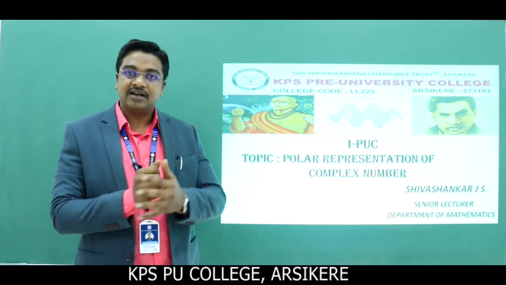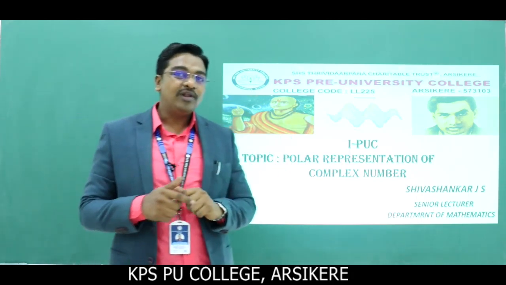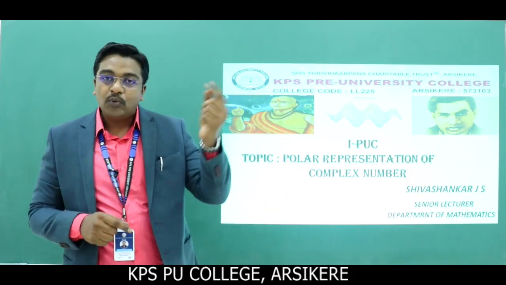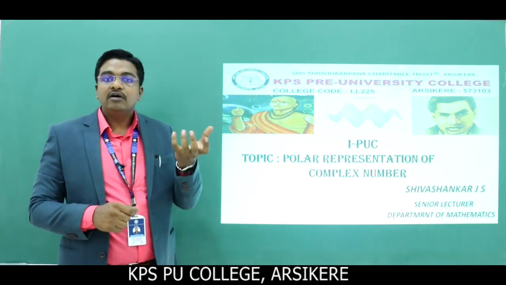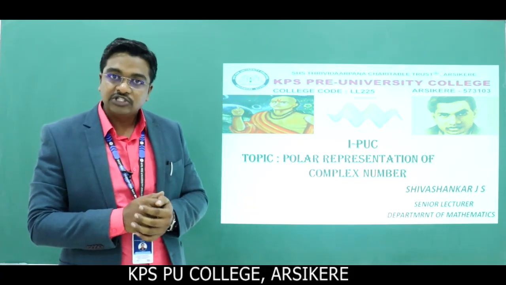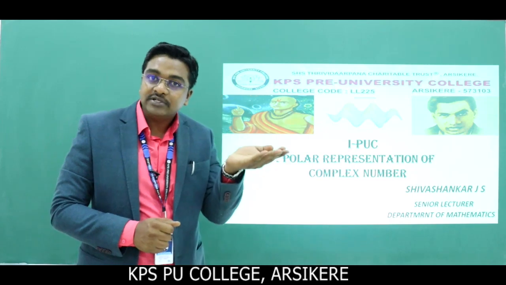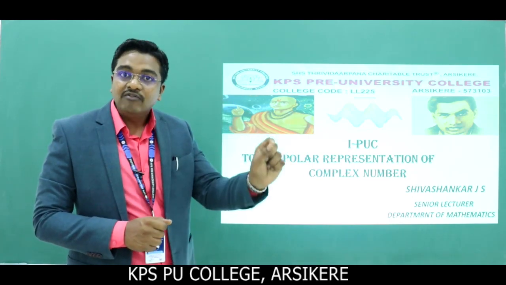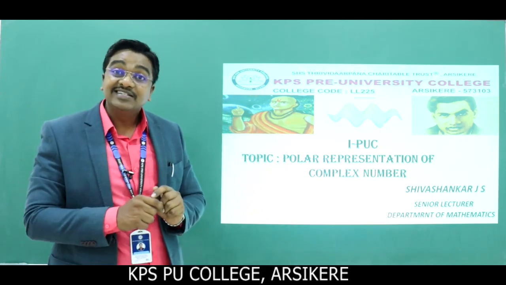In our previous class we had a discussion on the polar representation of the complex number, or representation of the complex number in polar form. We have discussed that. So generally we have the complex number z is equal to x plus iy. Then how to represent that number in polar form? So we have z is equal to r times of cos theta plus i sin theta.